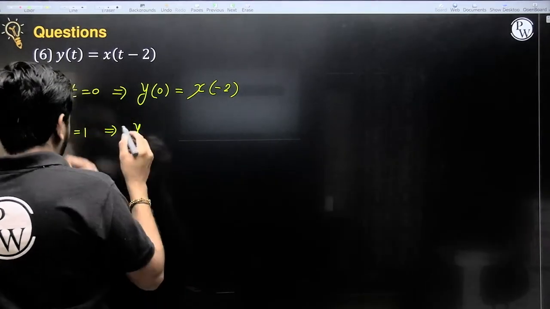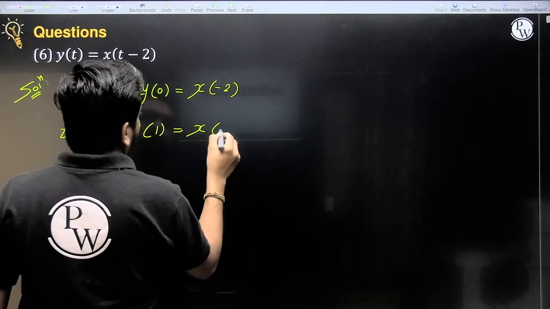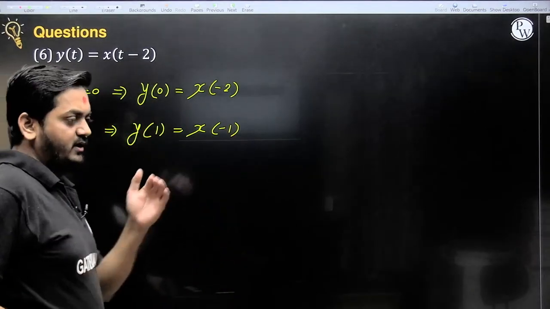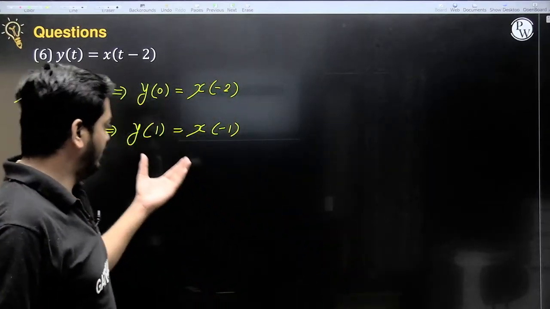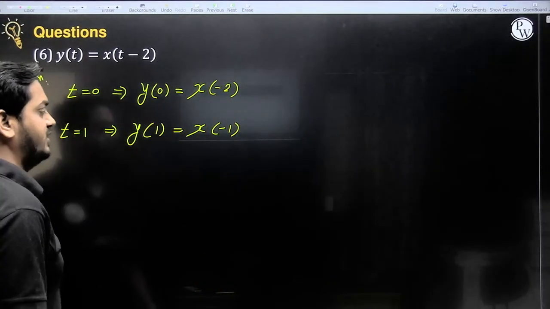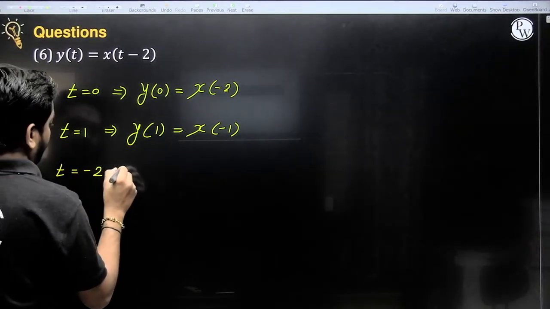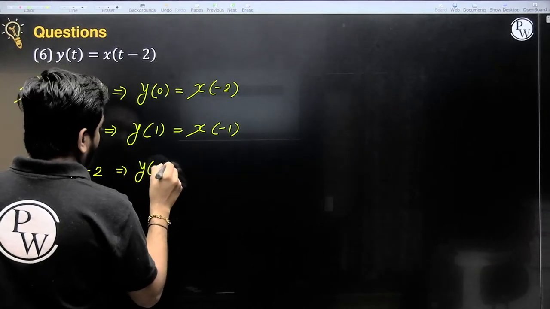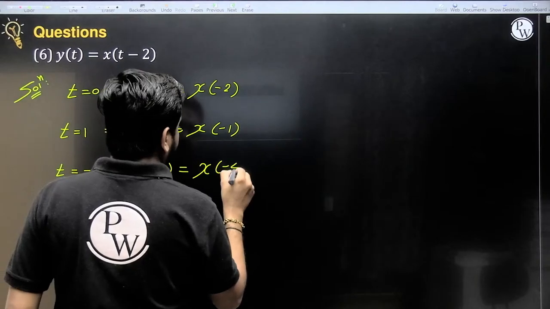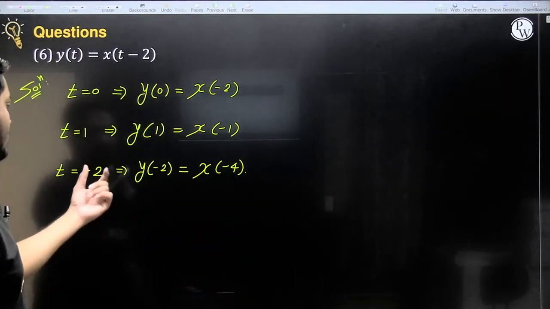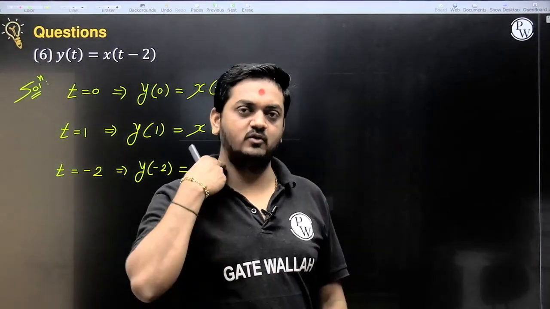If you put t equal to 1, then it is x of minus 1. Again you can see, if t equal to 1 is the present, then t equal to minus 1 is the past. So here also, present output depends on past input of the system. Similarly, put t equal to minus 2, a negative value: y of minus 2 will be x of minus 4. Again, present output depends on past input. In all cases, present output depends only on past input.